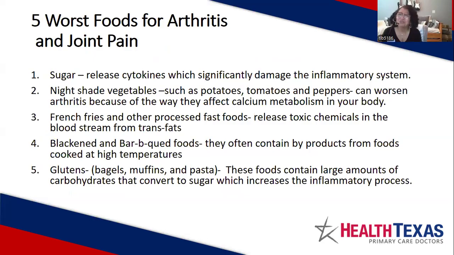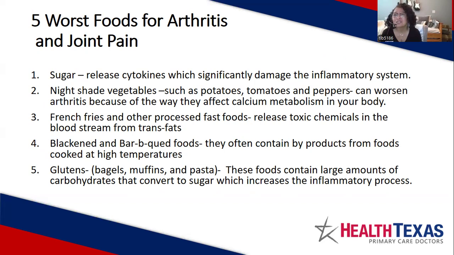So, the five worst foods for us to eat for arthritis and joint pain. Number one, first of all, sugar. For a person with arthritis, we need to be very, very careful about the amount of sugar we take in, much like that of a diabetic, because sugar releases cytokines, which significantly damage the inflammatory system, meaning it causes the inflammation to be worse. Nightshade vegetables. I didn't know exactly what they meant by nightshade vegetables until I did this research. What they're talking about are things like potatoes, tomatoes, peppers. They can cause worse arthritis because of the way they affect the calcium metabolism in your body.